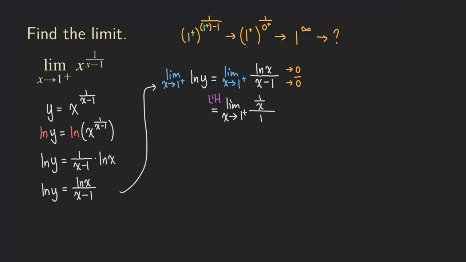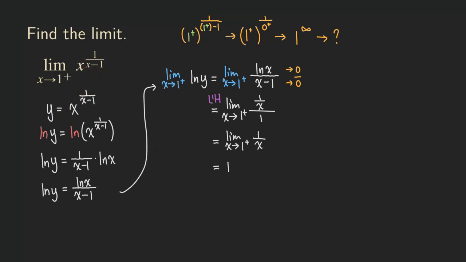Okay, so if we are simplifying this, then we are getting this 1 over x. And then can we plug the 1 in now? Yes, we can, right? So the answer would just be equal to 1. Okay, so we actually have computed the limit of ln of y, but we actually want the limit of y, right? So how do we find the limit of just y, which is this original function?